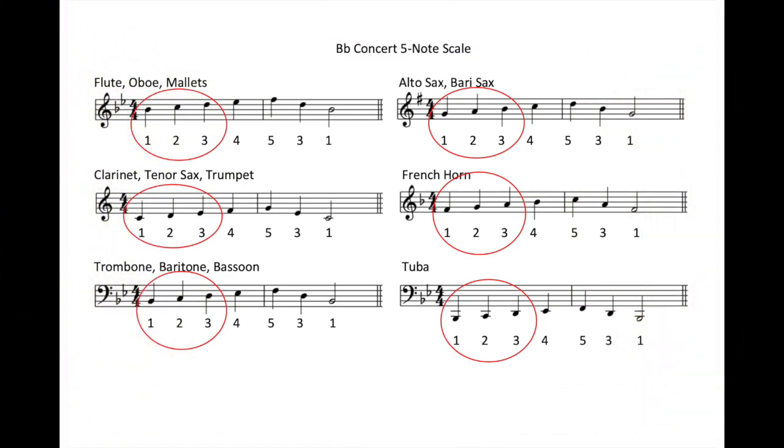On your instrument, find and play the first three notes of the B-flat concert five-note scale. These are the same notes we used in exercise four. They sound like this.